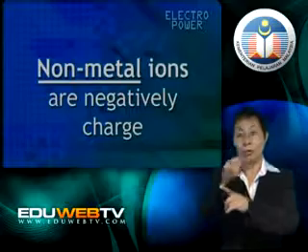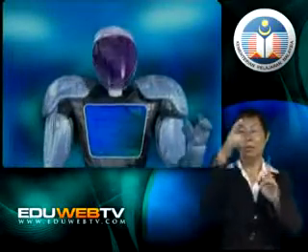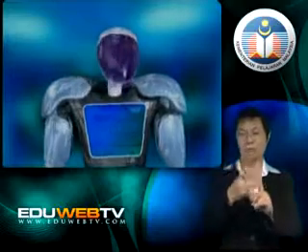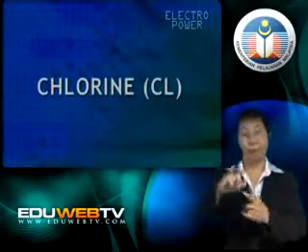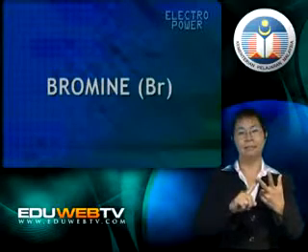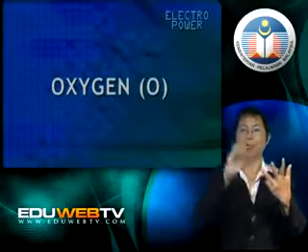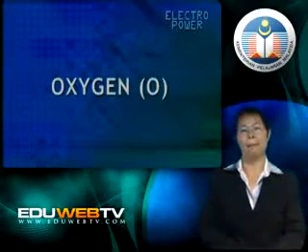Non-metals are negatively charged. Examples of non-metals that form ions are chlorine, bromine, iodine, and oxygen. Electrolytes decompose or decay during electrolysis.